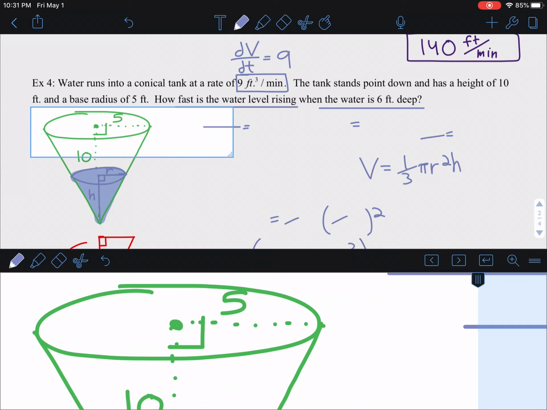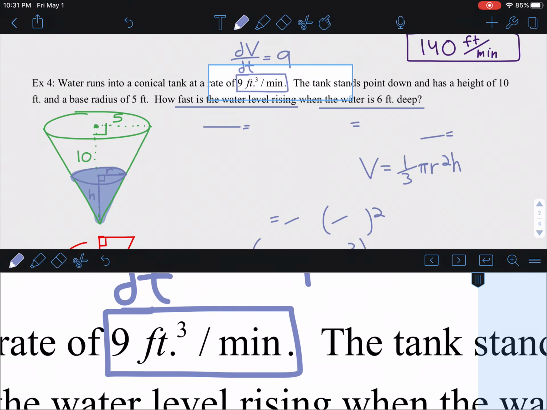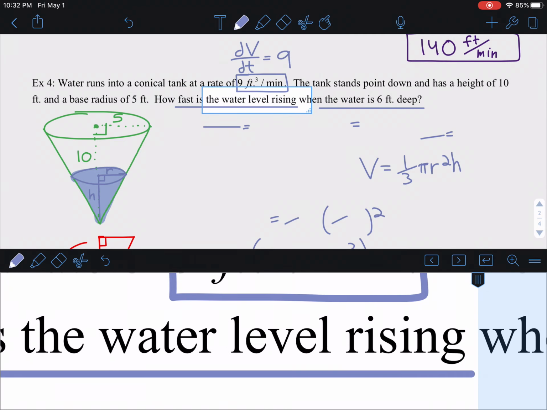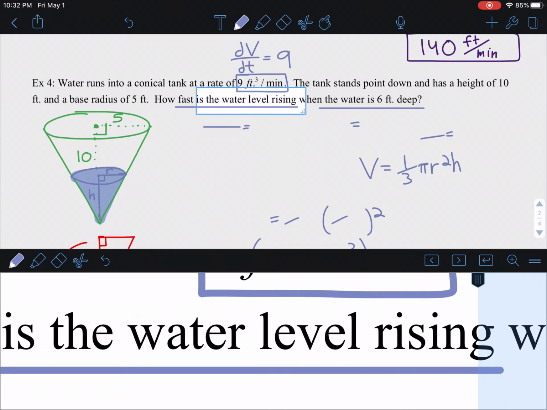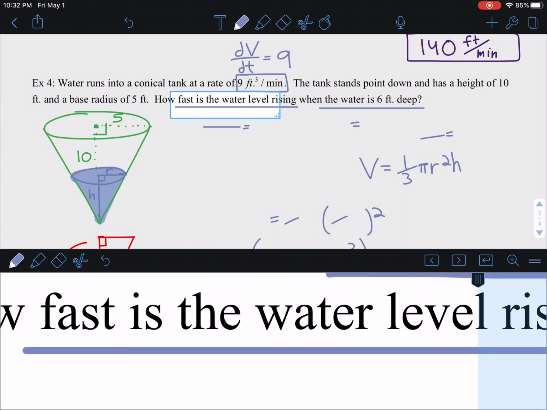Height of 10 feet, base radius of 5 feet. You could calculate the volume of the tank. That's not what we're trying to do, okay? The cone of water, its volume is increasing 9 feet cubed per minute. I want to know how fast is the water level rising. So again, I'm looking for some rate. So now you have to think about this.